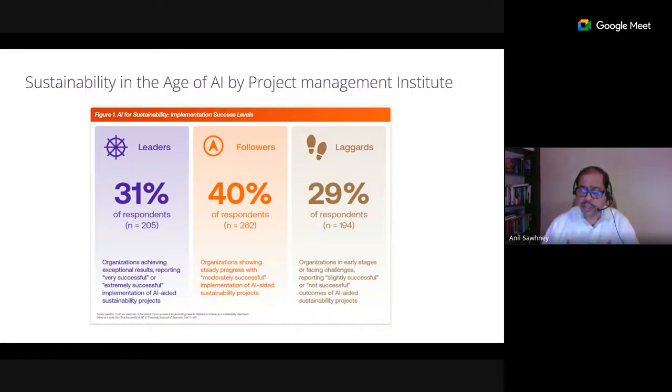So they say that 31% of the leaders are responding that they are very successful or extremely successful in implementing AI aided sustainability projects. So the AI is becoming a tool to help sustainability. Among organizations, 40% of respondents show steady progress with moderately successful projects that are using AI to drive sustainability. And then obviously, there are few companies who are not too successful.